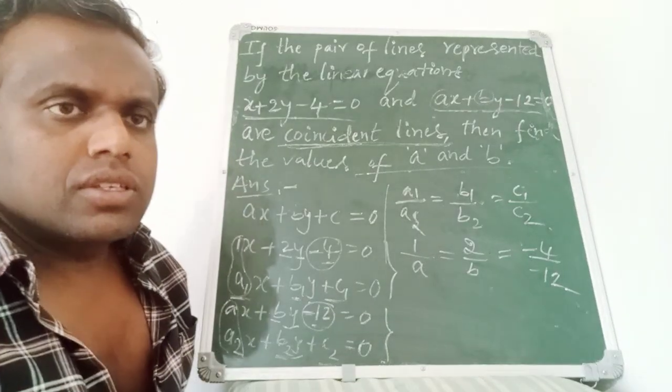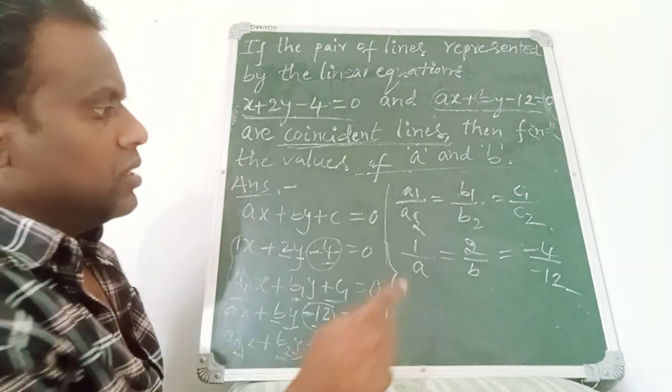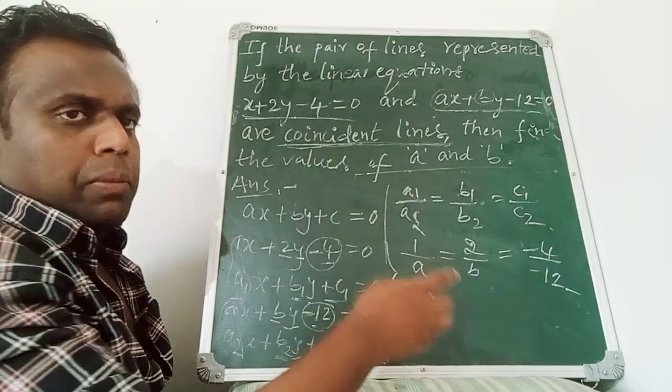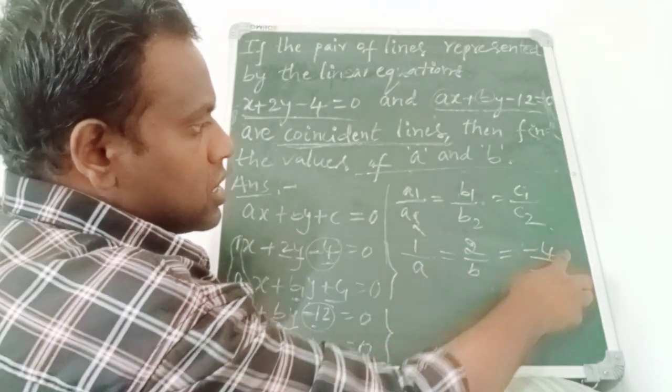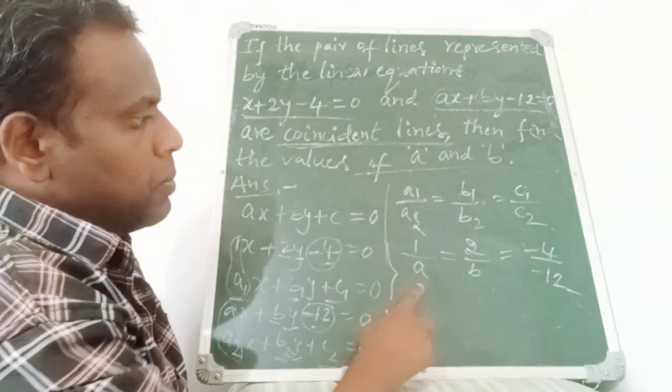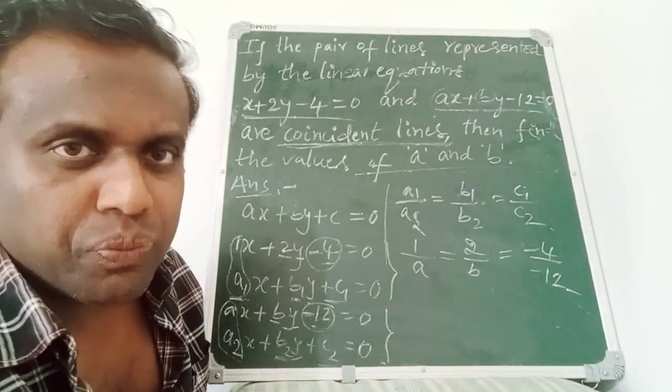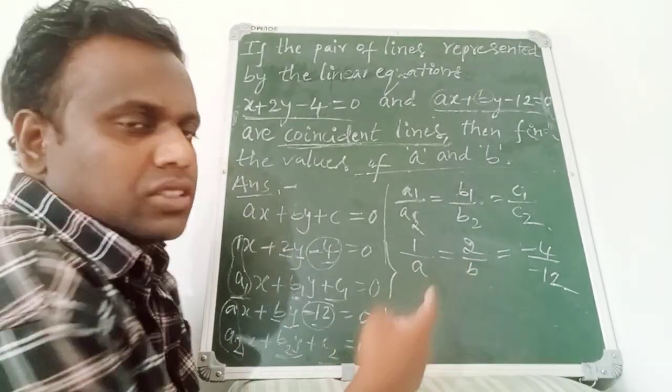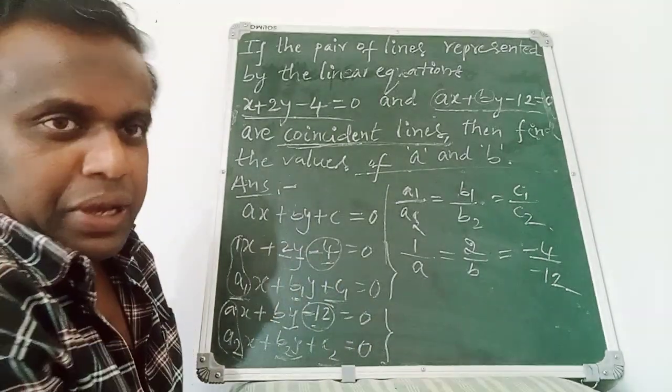Next, see, these are the known values, numbers. See, 1, 2, minus 4, minus 12, they are the numbers, we know what those are. But a and b we don't know. These are unknown numbers, we don't know the values of a and b.